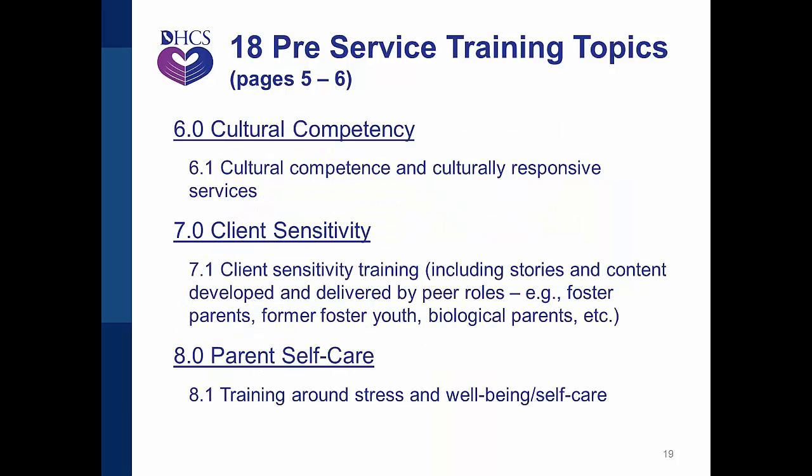And I should have mentioned that these are pages 5 to 6 in the actual toolkit. So if you have that in front of you or plan to download it later, that's where you will find these.